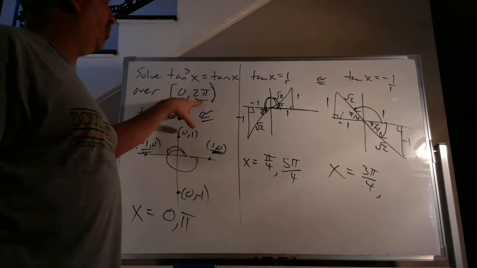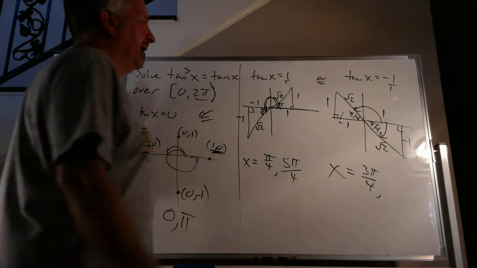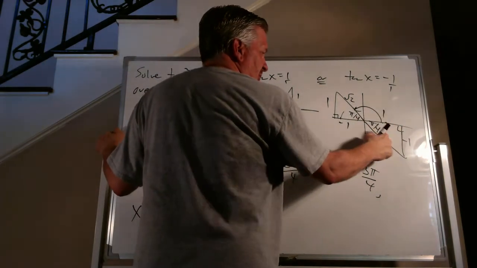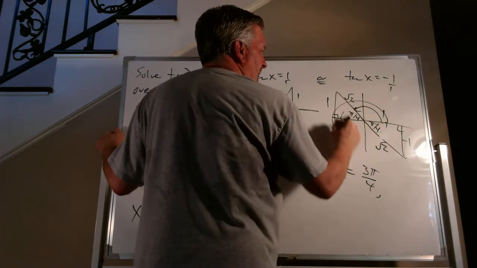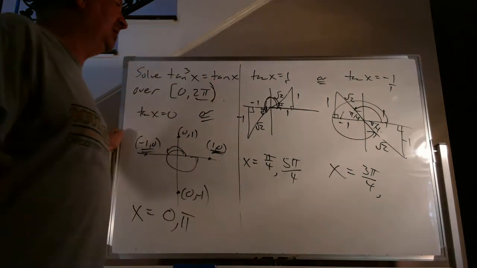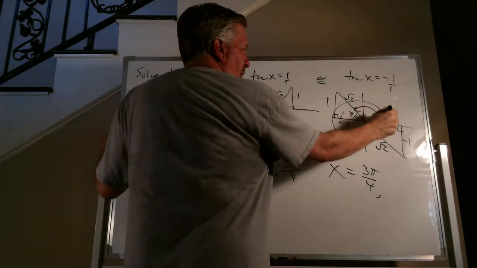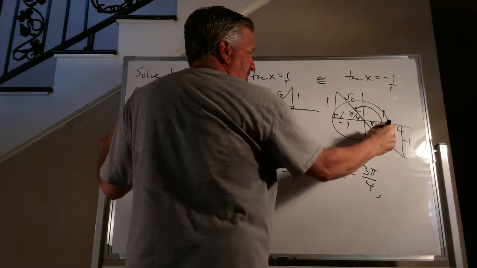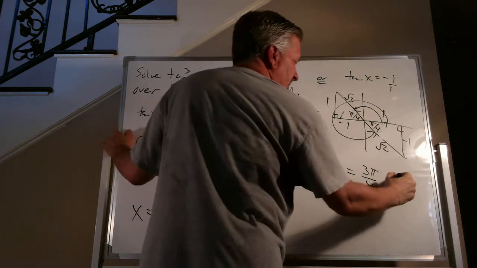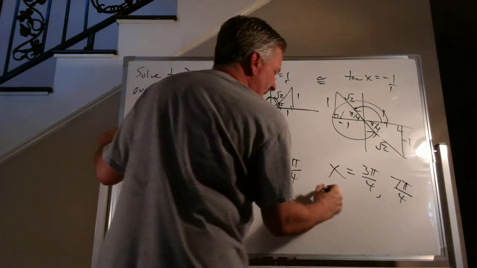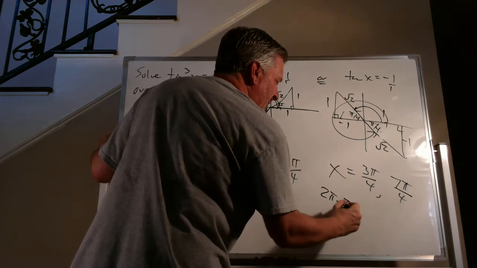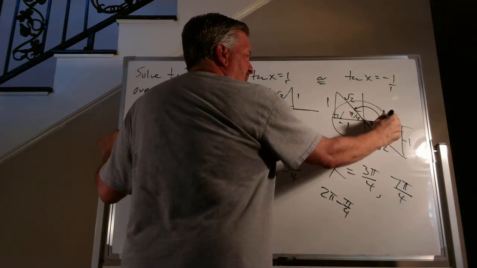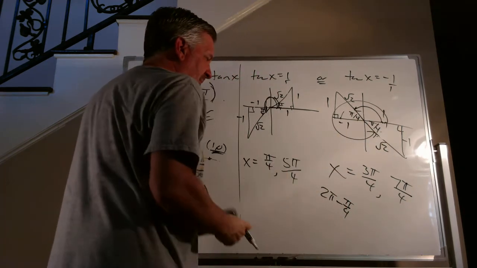However, they don't want that answer, right? 0 to 2 pi. So minus pi over 4 is the solution, but they don't want that. You have to go all the way around that way in the positive direction. So how far is that? All the way around is 2 pi, and then back up pi over 4, which is 7 pi over 4. Again, I did 2 pi minus pi over 4, right? All the way around is 2 pi, back up pi over 4, that's 7 pi over 4.